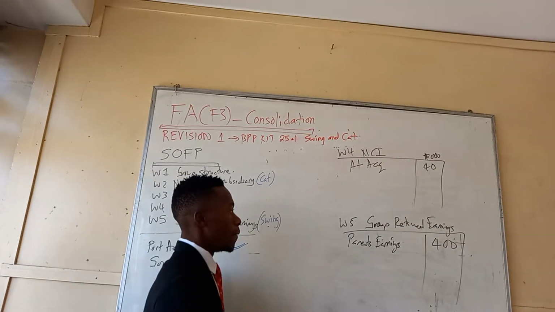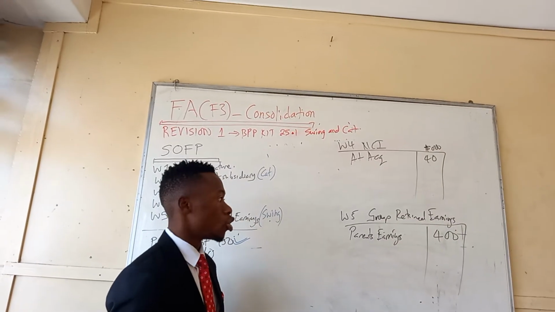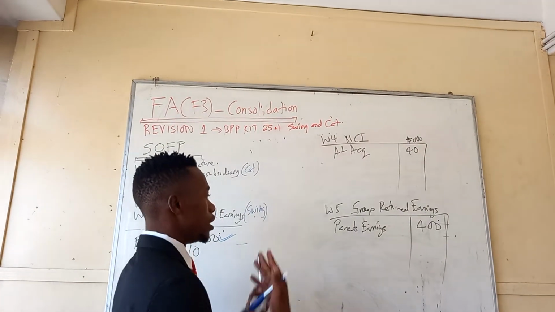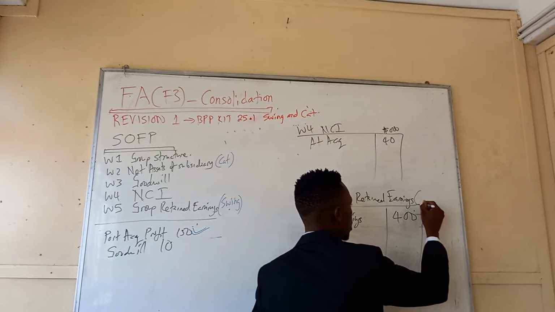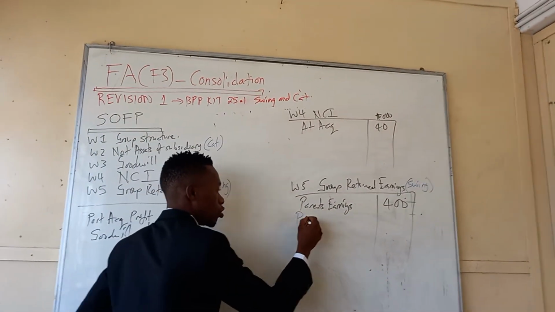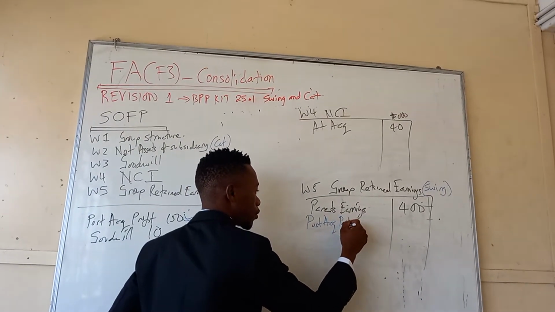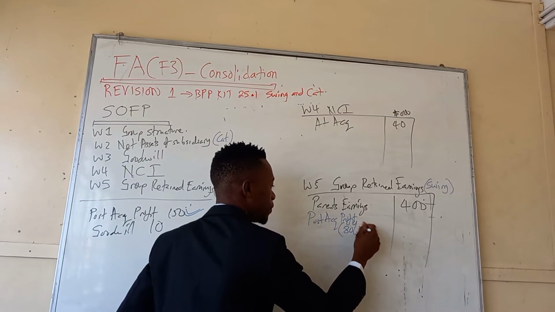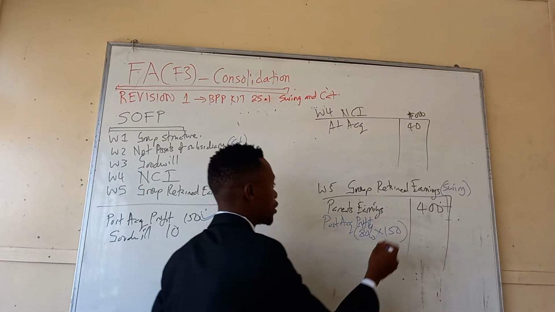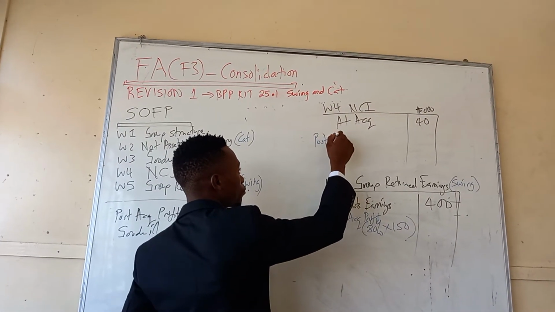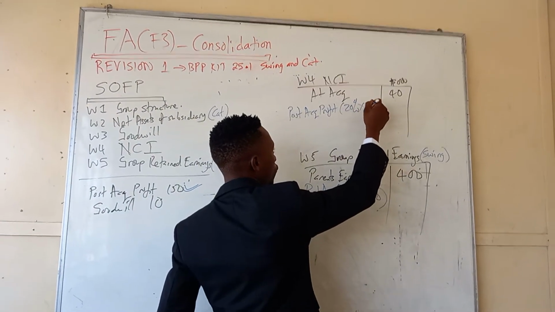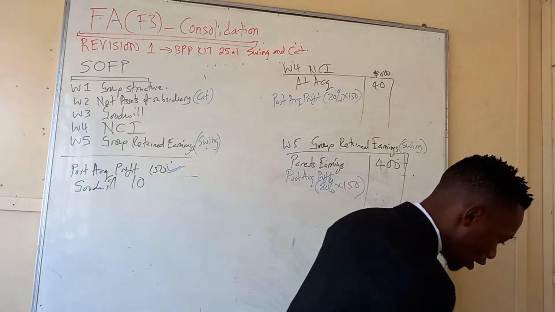Parent is the one who invested. So we are interested in knowing the retained earnings in the profits that we have now. So W5 is for the parent. So we record the post-acquisition profits. Parent is getting 80% because he invested 80%. So it's getting 80% of 150. Then the remainder will be recorded to W4, which is 20% of 150. Right. What do you get?